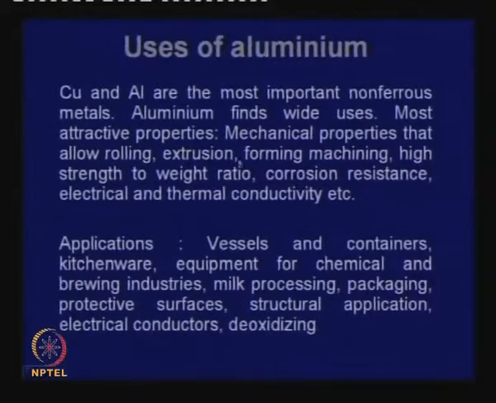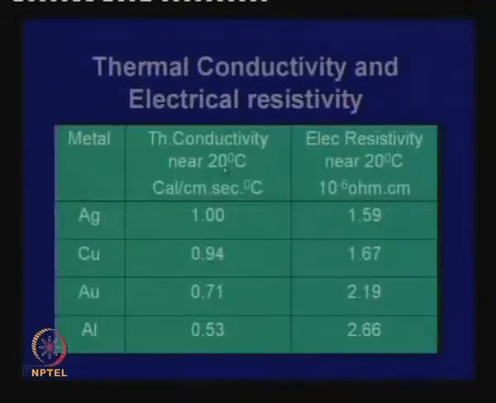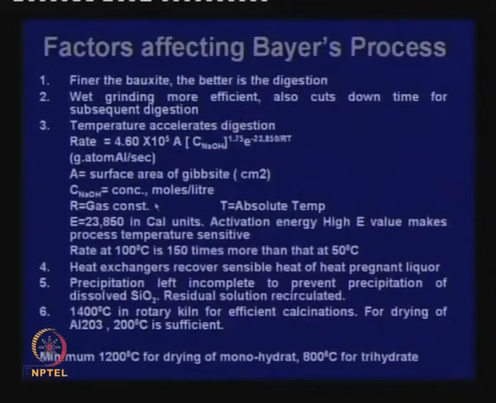Then we came to aluminum. There are many uses of aluminum, and today, after steel, the two most important metals are aluminum and copper. Aluminum of course has good thermal conductivity and electrical conductivity. It comes fourth in the category. Silver, copper, gold are better than that. And the key to aluminum extraction is the Bayer process, which produces pure alumina.